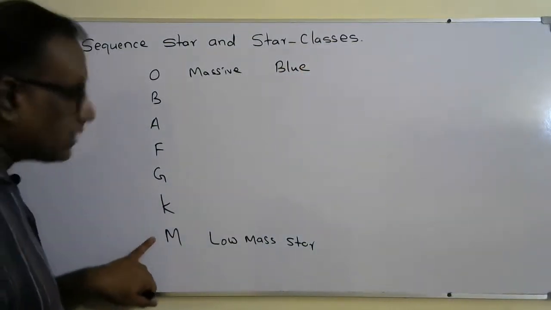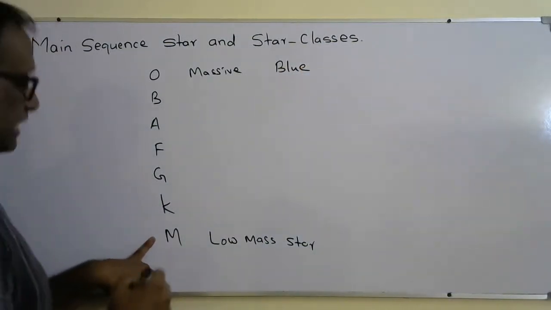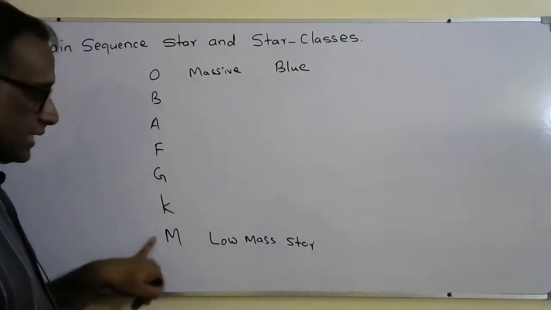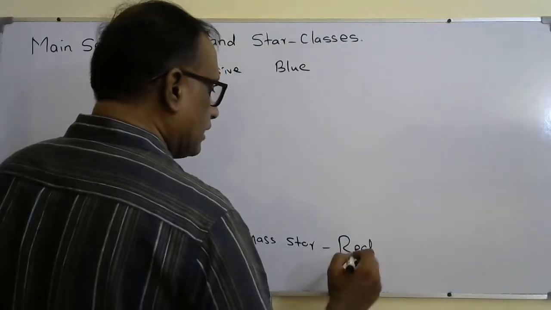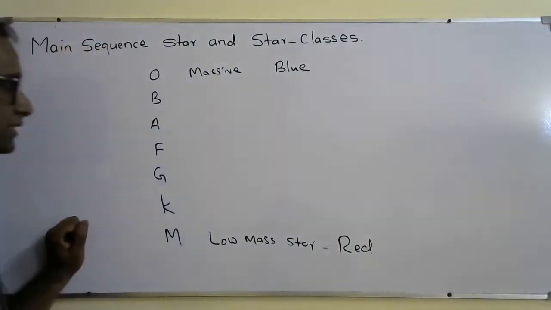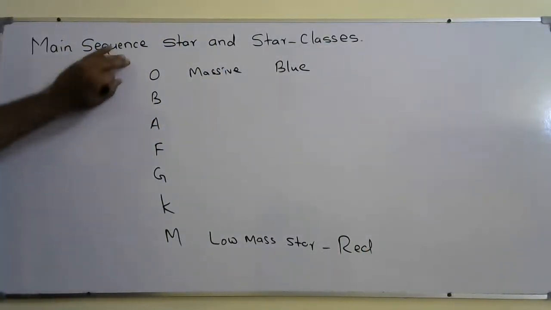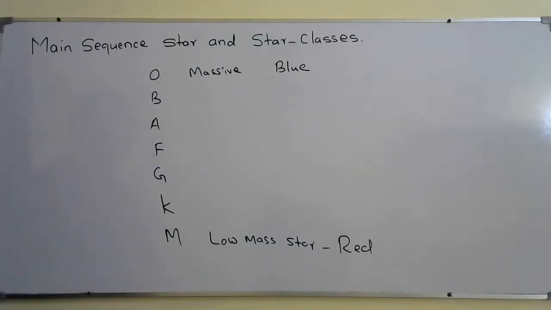Low mass stars are also main sequence stars. M class stars are low mass stars. They appear red color. Low temperature, high temperature. So other stars fall in between O and M class stars.